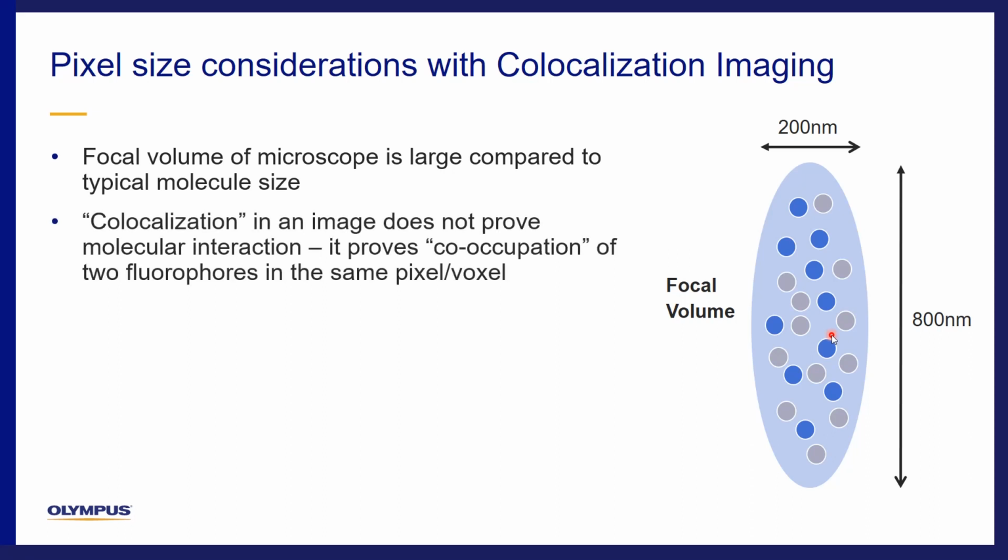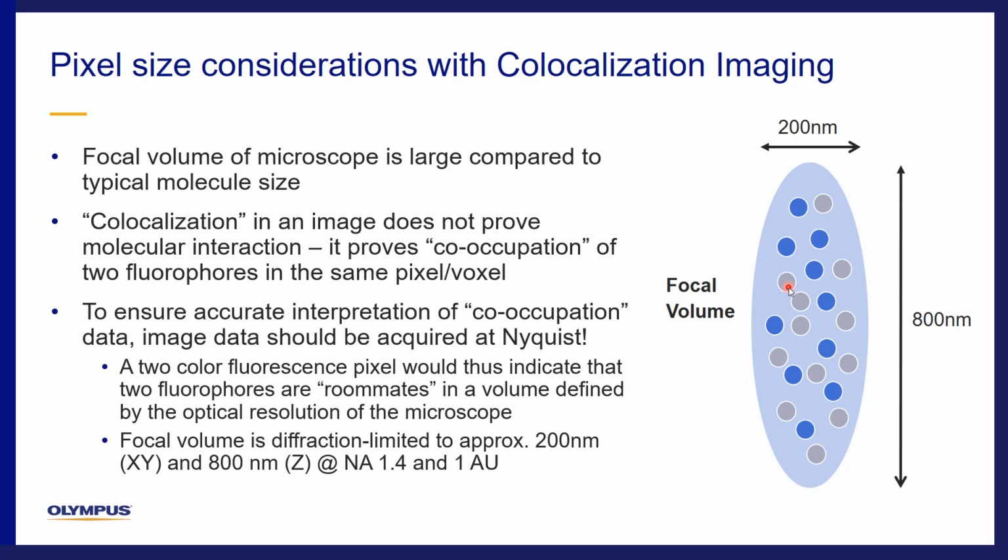So again, colocalization in an image does not prove molecular interaction. It just means that these multiple fluorophores are co-occupying the same voxel or the same pixel. Okay, that is to say, if you want to ensure you can interpret this co-occupation, again, this is kind of my term to help explain colocalization.